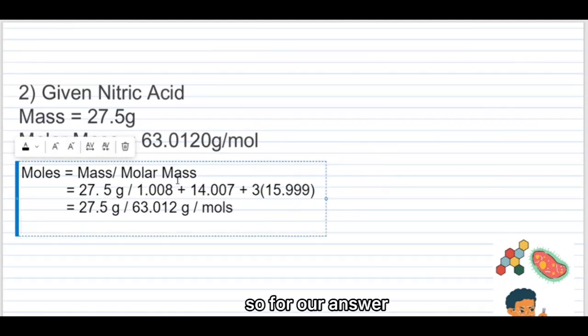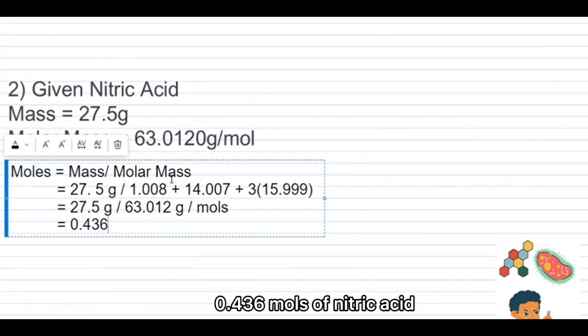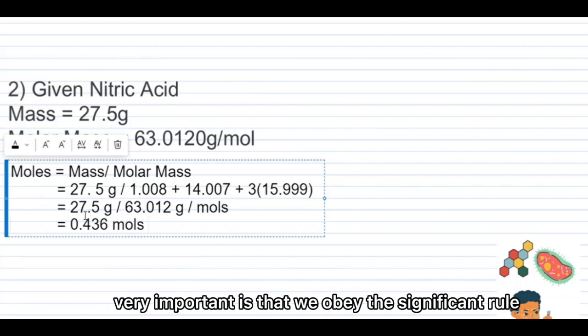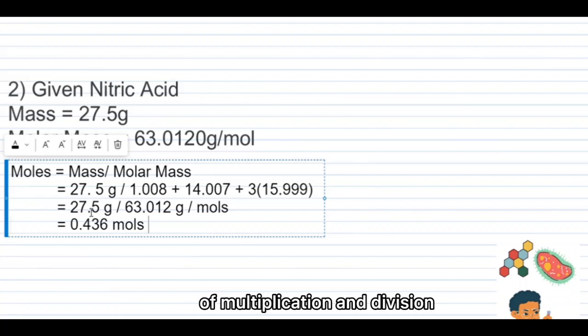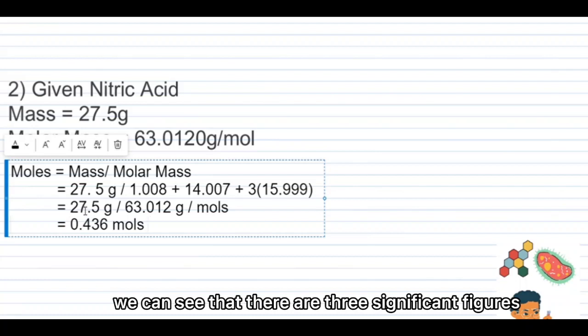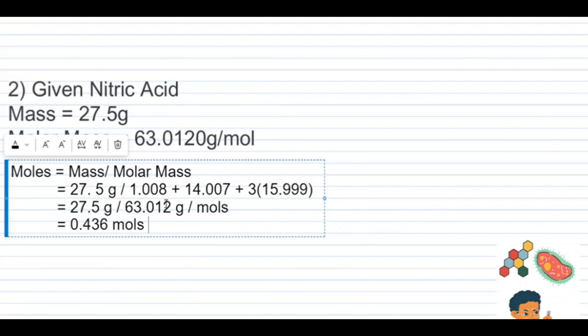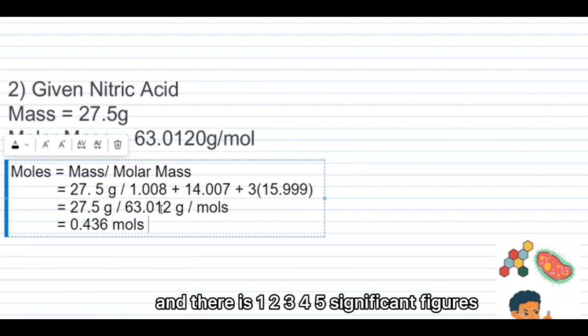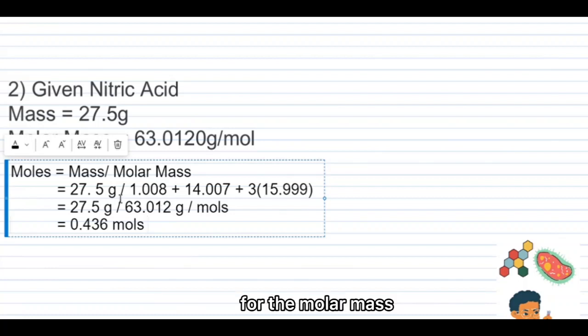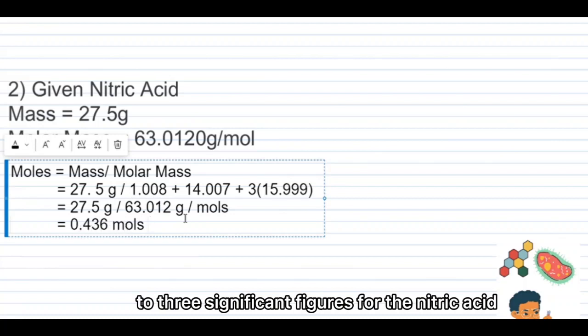So for our answer, it should give us 0.436 moles of nitric acid. And remember guys, very important is that we obey the significant figure rule of multiplication and division. For this, we can see that there are 3 significant figures for the mass, and 1, 2, 3, 4, 5 significant figures for the molar mass. So this is how we get our answer to 3 significant figures for the nitric acid.